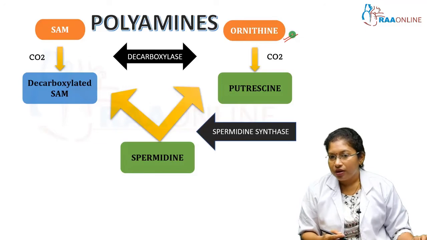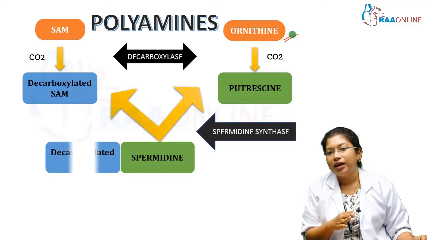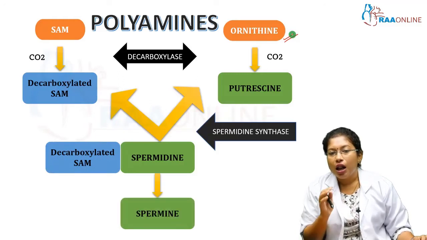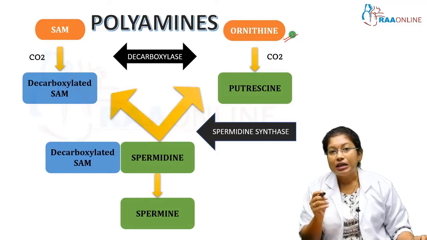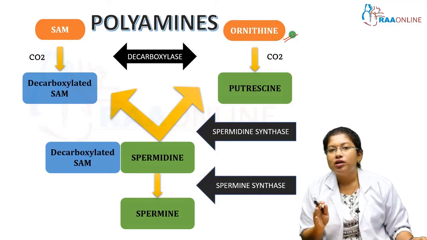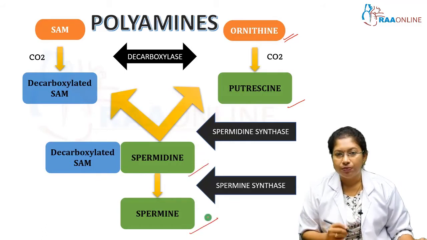Next, what happens? The spermidine once again combines with decarboxylated S-adenosyl methionine to form the last compound, that is spermine. The enzyme here is spermine synthase. So this is the overall synthesis of polyamines. So we have got putrescine, spermidine and spermine.